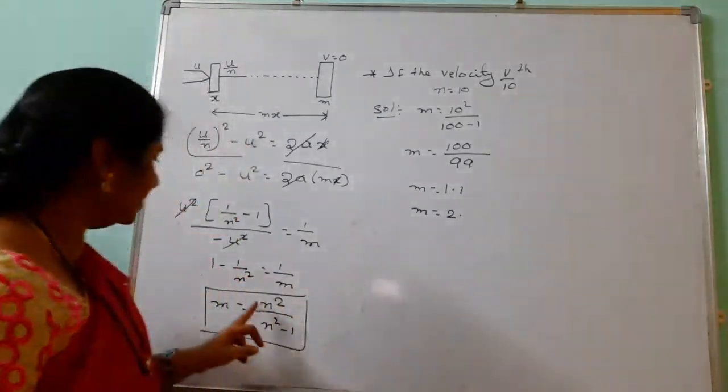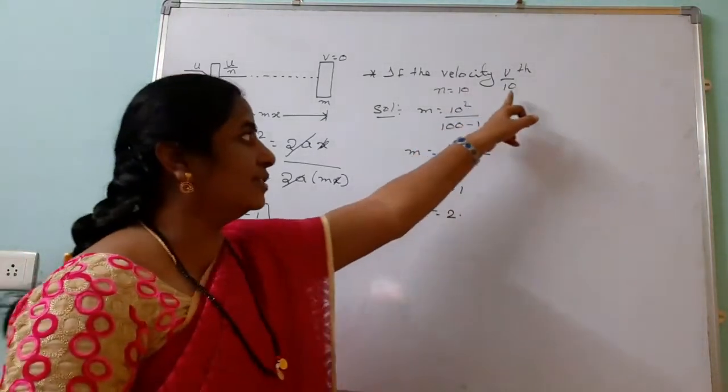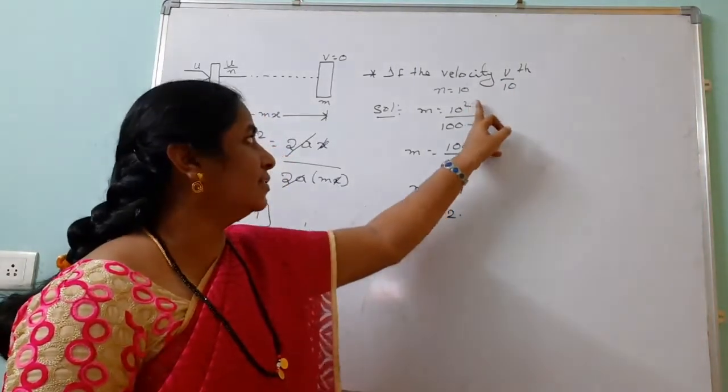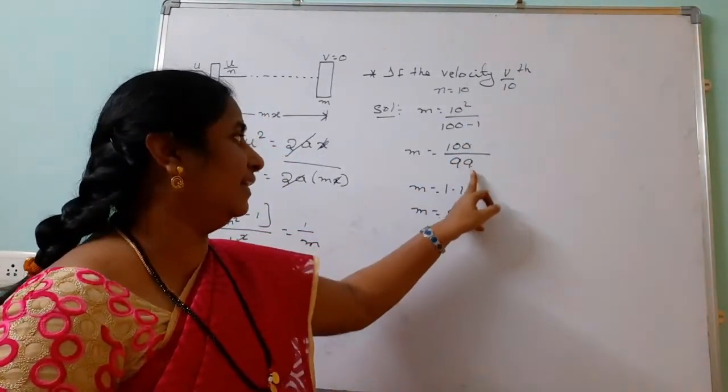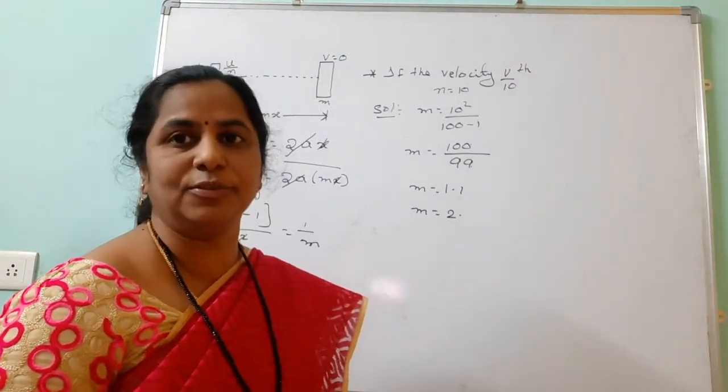So the formula is n square by n square minus 1. Here it is becoming 1 by 10th of its initial velocity, which means n equals 10. So n square is 100 by 99. You are getting 1 point something, which means more than 1 plank, so we require 2 planks.